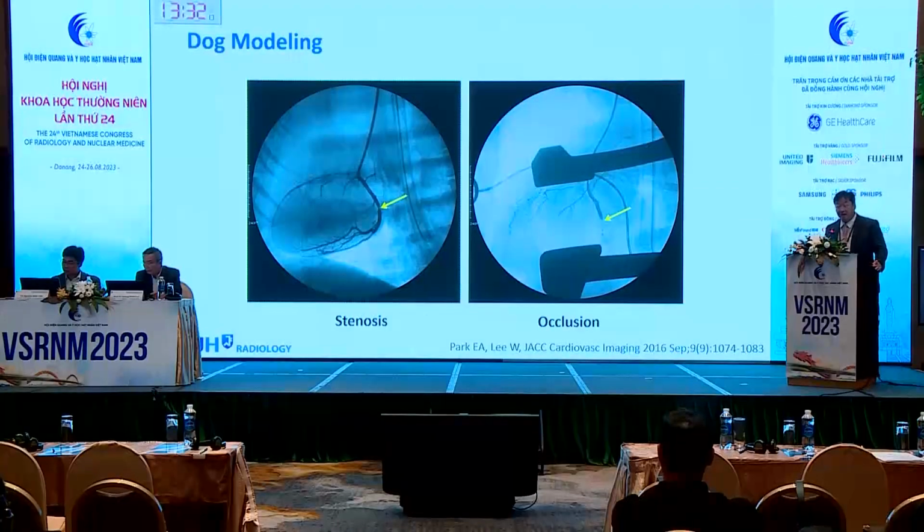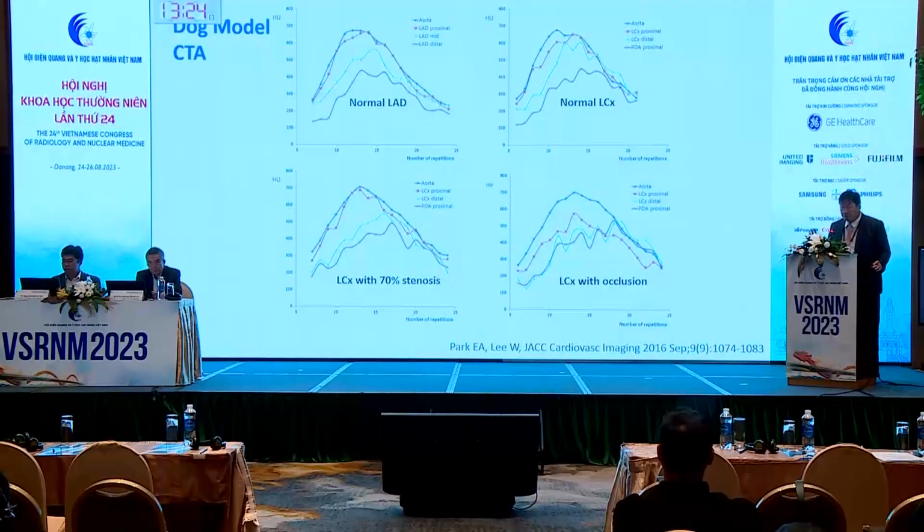This is a dog. I opened the dog's heart and strapped the coronary artery to make a stenosis model and an occlusion model. And I scanned that dog with cardiac CT, multi-phase for 25 seconds, holding the heart repeatedly, and then measured the attenuation of each coronary artery. As you can see, with time, the distal coronary artery never reaches the attenuation of the proximal.